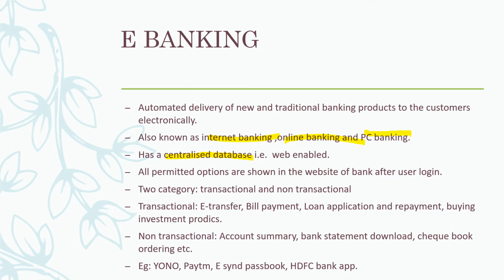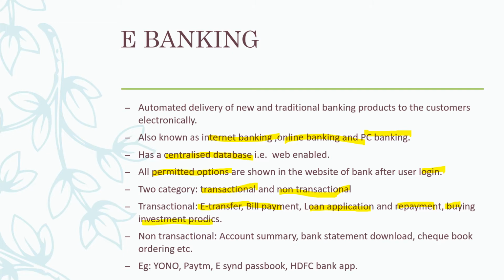Once you enter the username and password, you are able to log into your account and you are shown a variety of permitted options that you can do. Two categories are there, transactional and non-transactional in nature. Transactional, as the word suggests, means you are able to make a transaction. For example, e-transfer, bill payment, loan application, repayment, payment of EMI, buying of investment products.